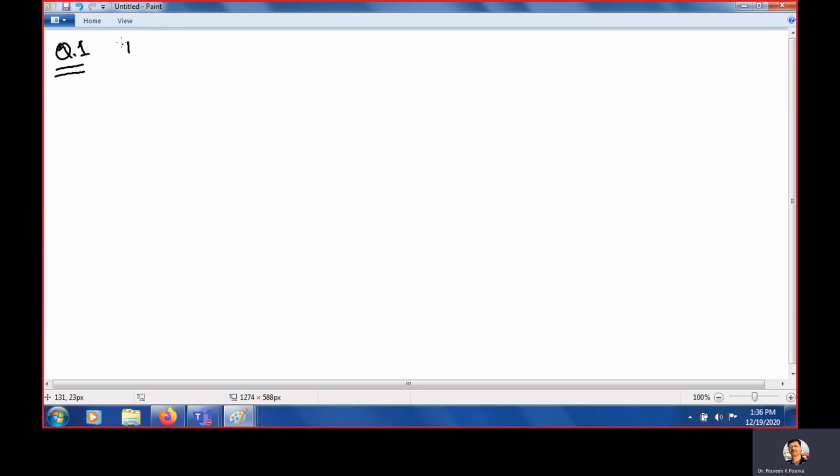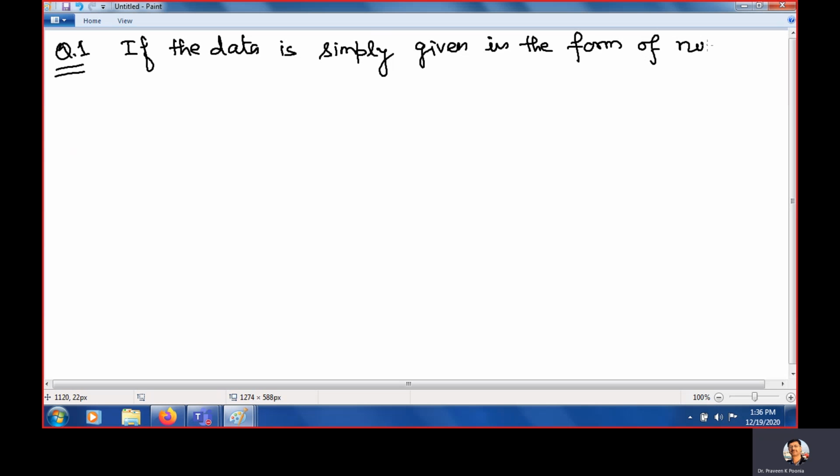if the data is simply given in the form of numbers, simply given in the form of numbers. Clear? This is the first type of question.